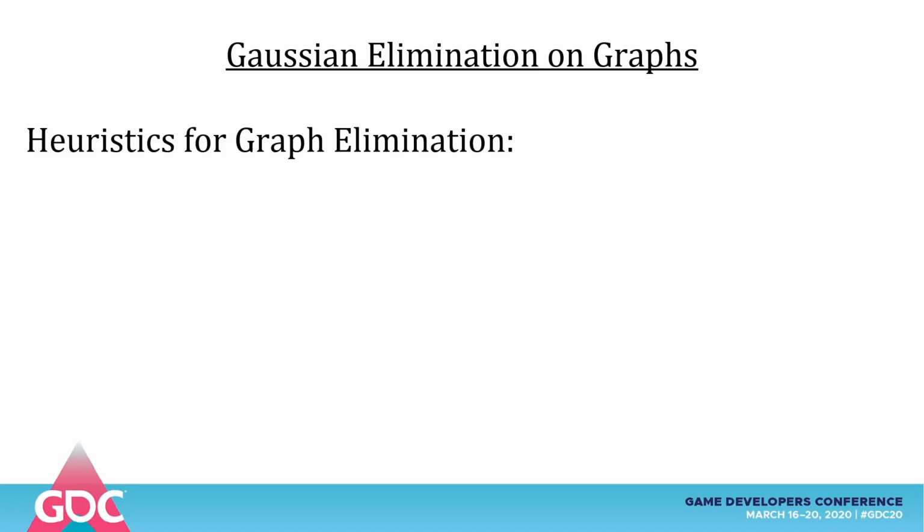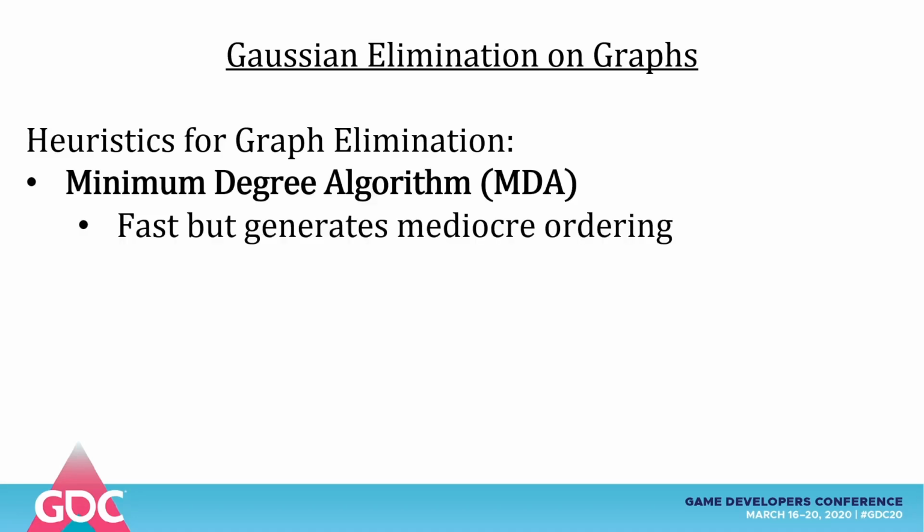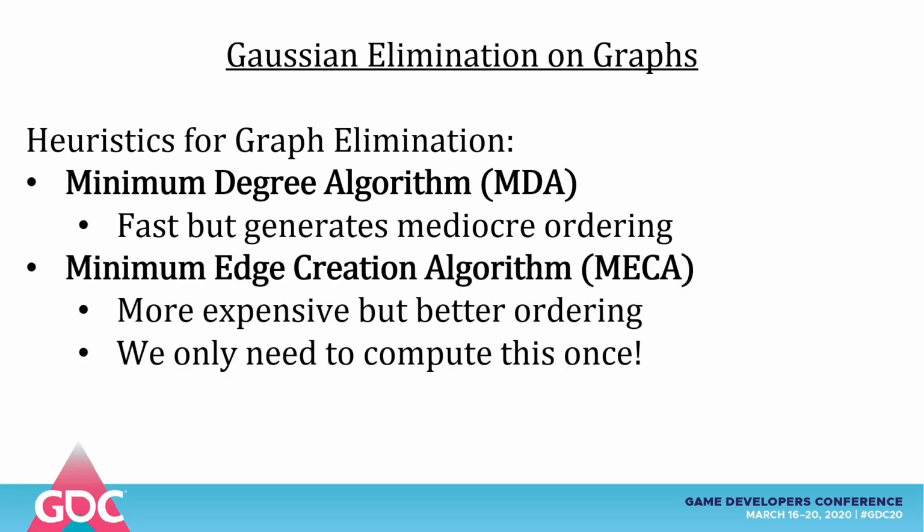Here are two heuristics. The first one, called minimum degree algorithm, is a very popular method as it is very fast, but it generates mediocre ordering. It's mostly used for very large problems with millions of nodes. The second one, minimum edge creation algorithm, is more expensive but in general produces much better ordering. This is our invention and is more appropriate for medium-sized problems where the graph does not exceed hundreds of nodes. Also, we can afford running a more expensive algorithm because we only need to compute this once per mechanism and cache the results to reuse every frame.